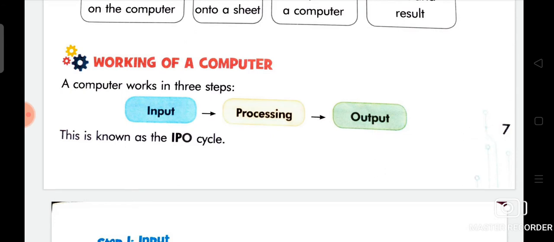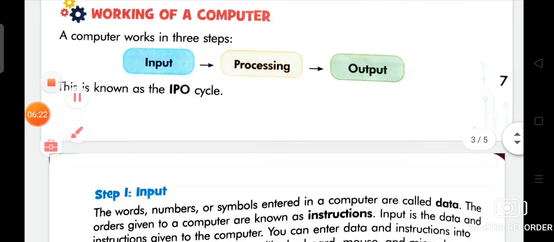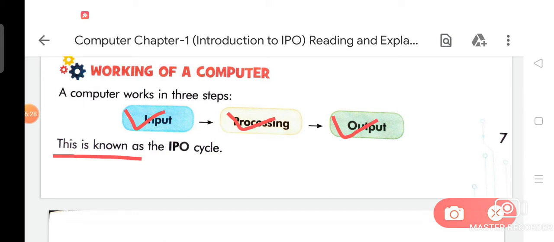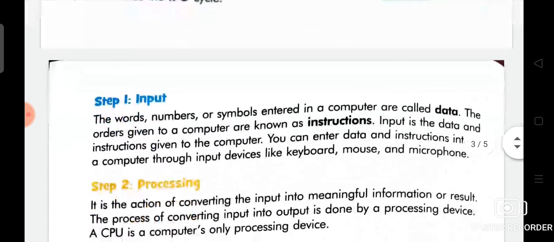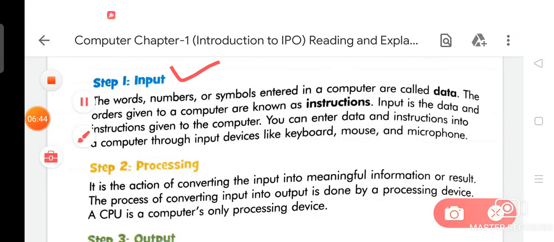Now in this chapter, your next topic is the working of a computer. Now we are going to learn what the working of a computer is. A computer works in three steps: input, processing, output. This is known as the IPO cycle: input, processing, output. Now we are going to step 1.